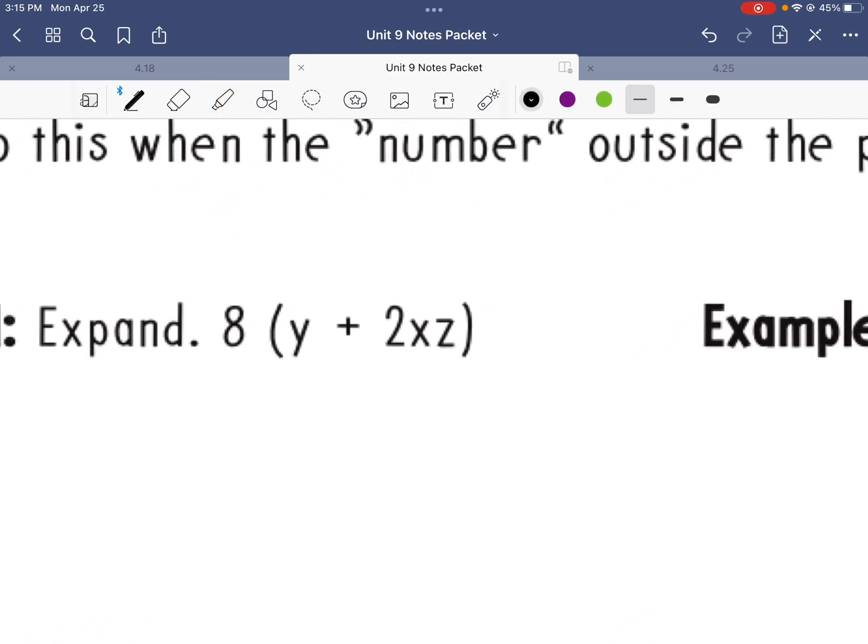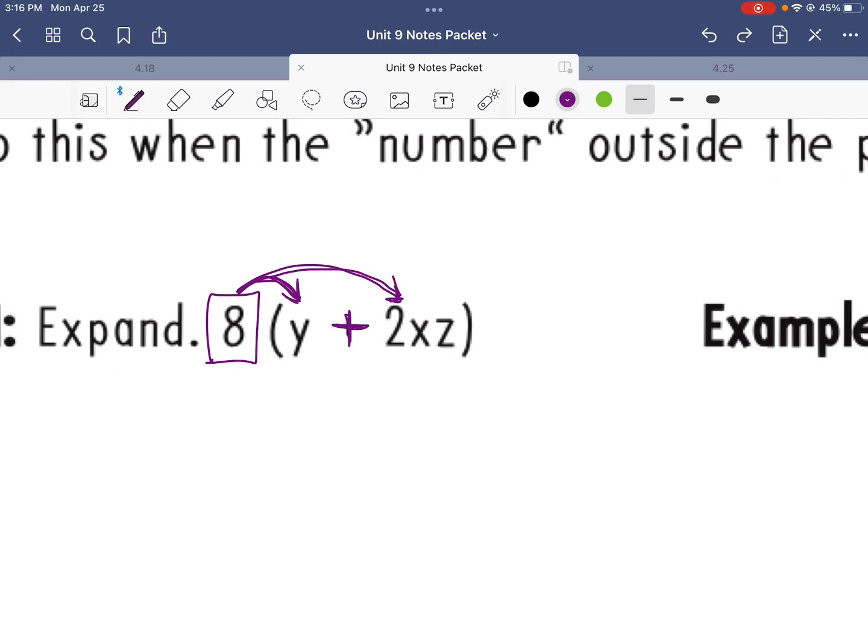So when we distribute, we have to take this number out here, and we have to distribute it into every term. So anytime you see a plus or minus sign, that tells you when you can split, okay? So this is 1, and then we see this plus sign here, so that tells us we have to do another one. If there were another plus here, then we would have to go again, okay?